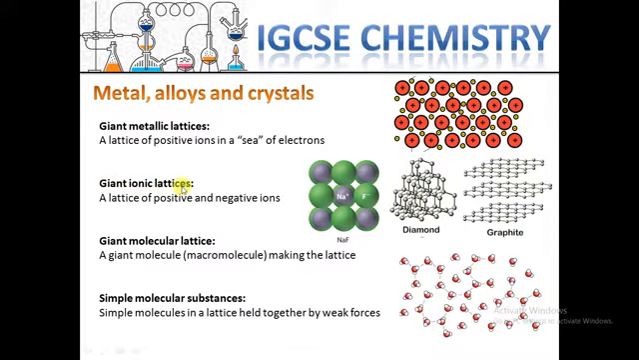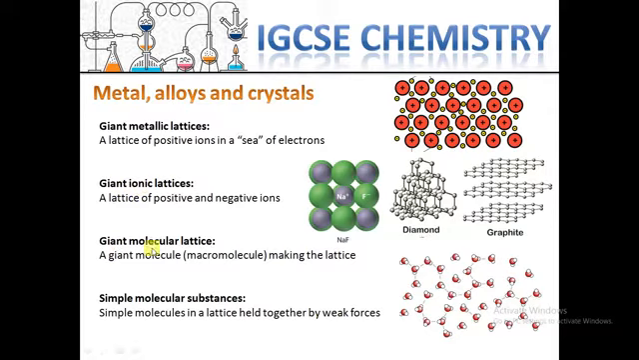Giant ionic lattices are lattices of positive and negative ions. This is different from the last one, where the electrons hold the positive ions. Here we have two kinds of ion, positive and negative, and because of the electrostatic forces, they can hold each other in a big structure.